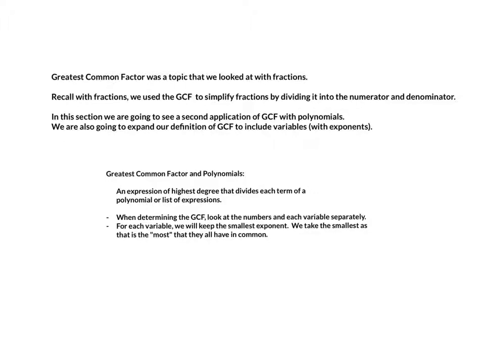So our definition that we're going to use, the greatest common factor as it applies to polynomials, is an expression of highest degree that divides each term of a polynomial or list of expressions. When determining the GCF, look at the numbers and each variable separately. The greatest common factor for the numbers, again, we want to apply what we learned when we talked about fractions. And then for each variable, we will keep the smallest exponent. We take the smallest as that is the most that they all have in common.